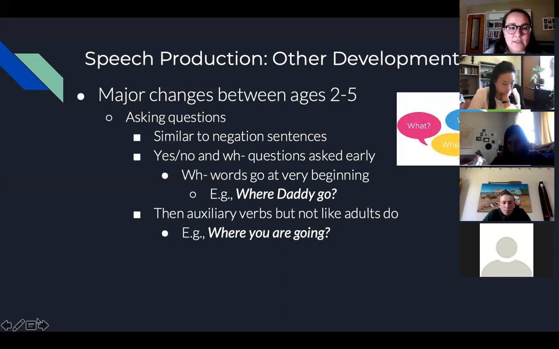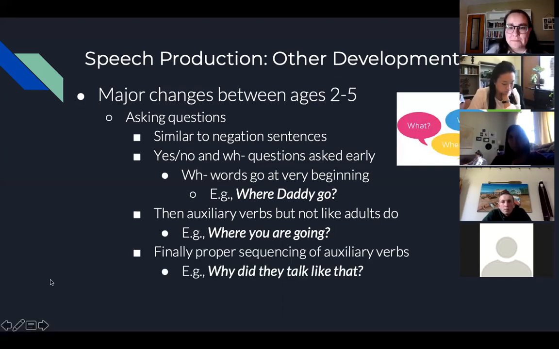And then finally, as the child continues to age, they start to sequence the words in their sentences according to the way that we as adults use them. So they're putting all of the words in the correct order, and they're able to say things like, "Well, why did they talk like that? How can he be a doctor?"